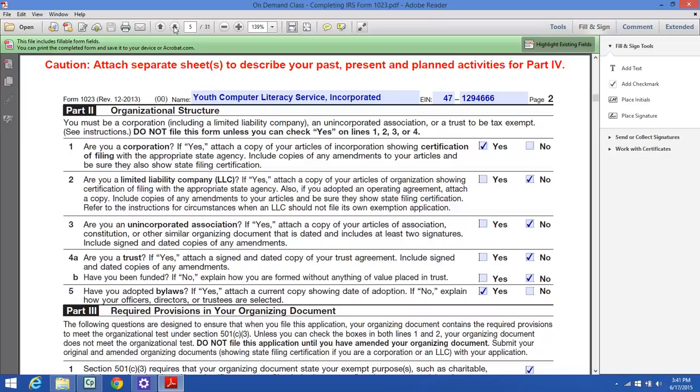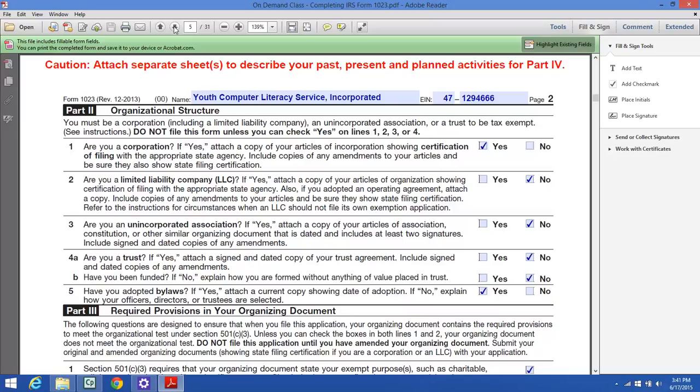2, 3, and 4A and 4B should be no. Now, again, I'm not going to elaborate on why they should be no because I'm basing this on the majority of all of the applications that I've completed for people, and they're always no. But I want you to read each of these questions. And if these questions do apply to your organization, then you need to follow the instructions on how to answer these questions. But just go ahead and put no for 2, 3, 4A, and 4B.